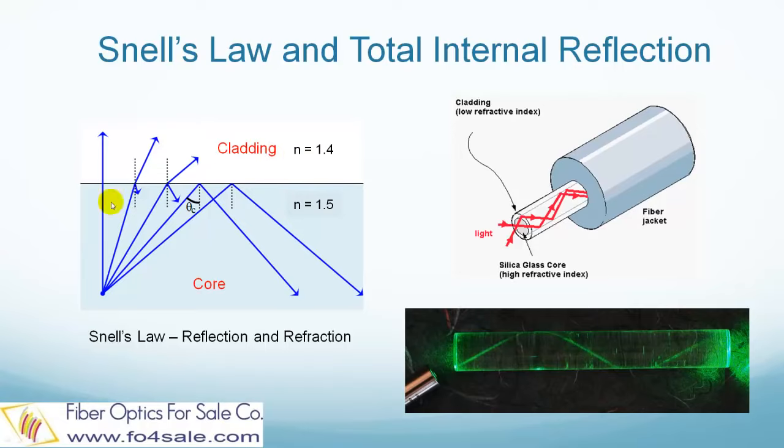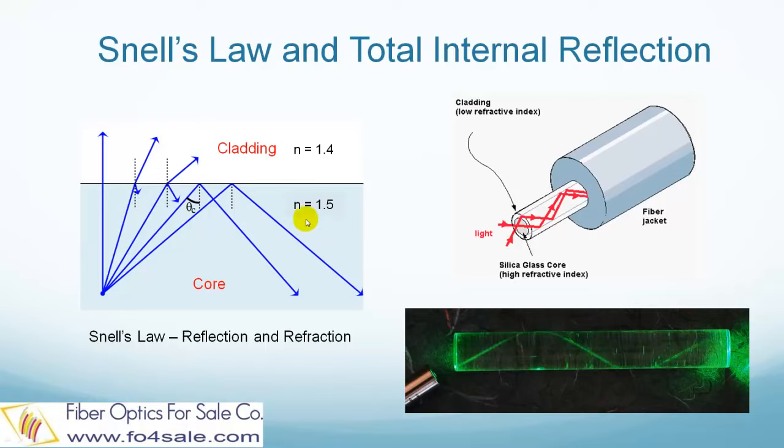When light is incident at the interface between the core and the cladding at different angles, some power is reflected back, and some power enters into the cladding, which is refracted. But when we increase the incident angle to greater than a critical angle theta c, no more light enters into the cladding. All light is reflected back into the core. This phenomenon is called total internal reflection.